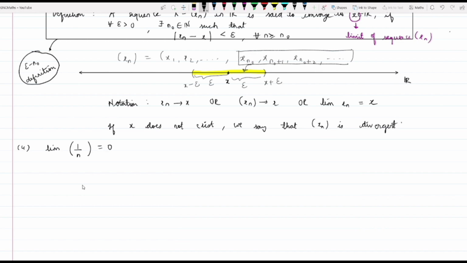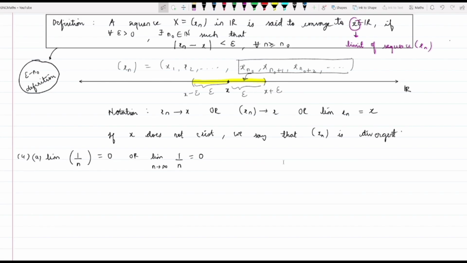So here we have the first example. We are talking about the sequence 1 by n, which is the sequence of reciprocals of the natural numbers. And we are saying that the limit of this sequence is 0. We could also write this as limit n tending to infinity of 1 by n is equal to 0. So we are going to take help of the definition we have just stated, the epsilon-N naught definition. Let me just read it one more time.